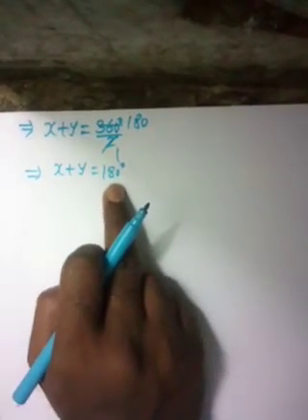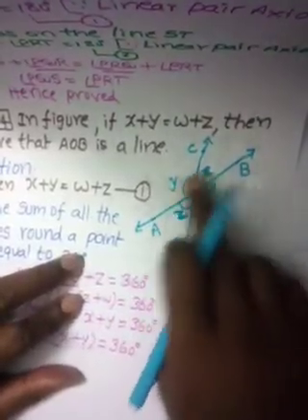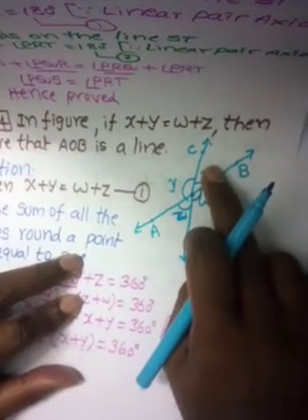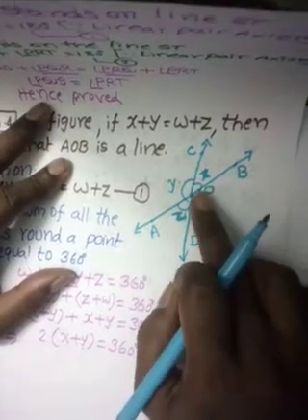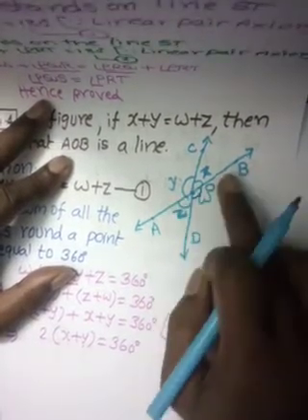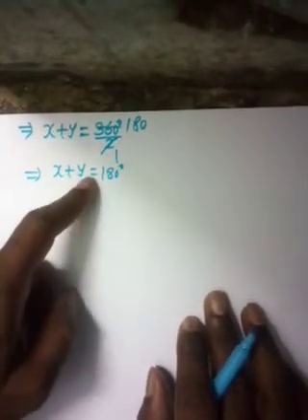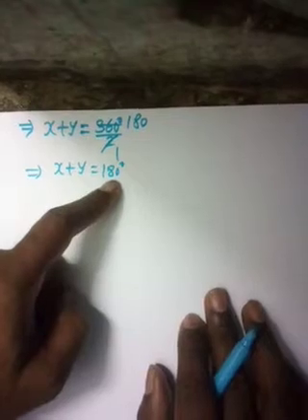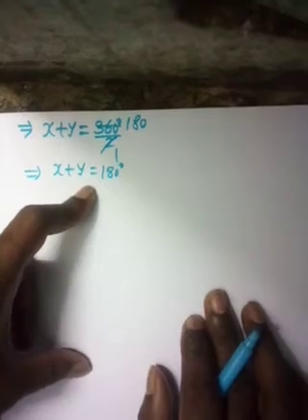If you observe the figure, the angles x and y are adjacent angles. Isn't it, my dear children? These two angles are adjacent angles because they have a common ray. The remaining rays are on either side of the angles. So these two are adjacent angles, and moreover we have proved the sum of these two adjacent angles is equal to 180 degrees. Then we can say that these two angles form a straight angle.